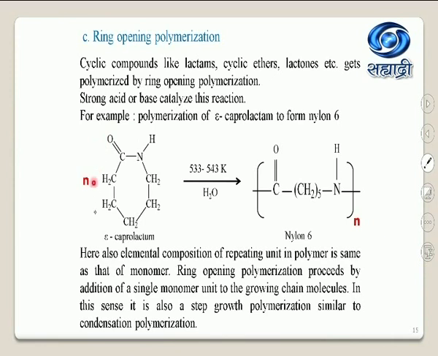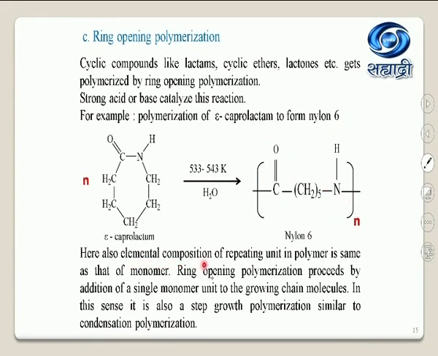Here this compound is epsilon caprolactam, correct? Why is it known as epsilon caprolactam? Because this carbon is alpha, beta, gamma, delta and epsilon. So this NH group is present on the epsilon carbon atom, and therefore this compound is known as epsilon caprolactam. When this epsilon caprolactam is heated at high temperature in presence of H2O, nylon 6 is obtained, which contains a carbonyl group and NH group.